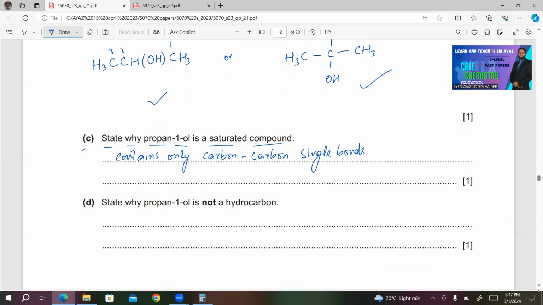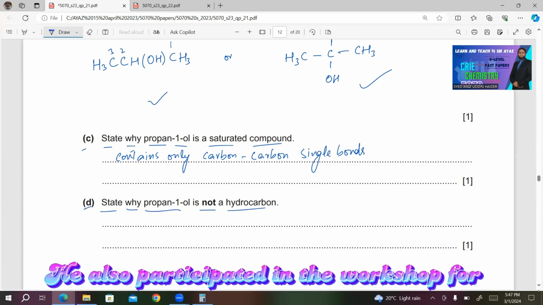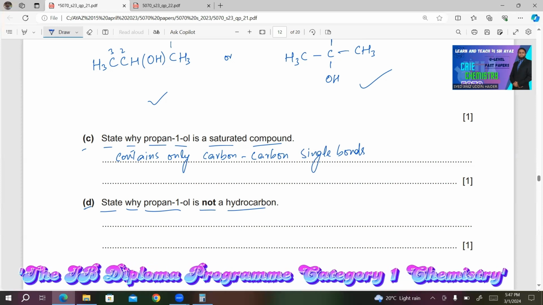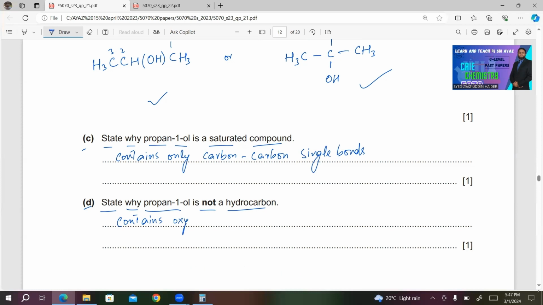D. State why propane-1-ol is not a hydrocarbon. Definitely it must be containing other elements other than carbon and hydrogen. So you will write: contains oxygen also, beside carbon and hydrogen.